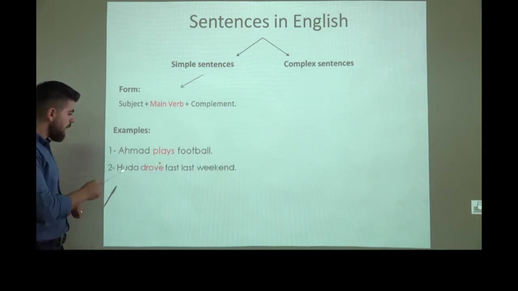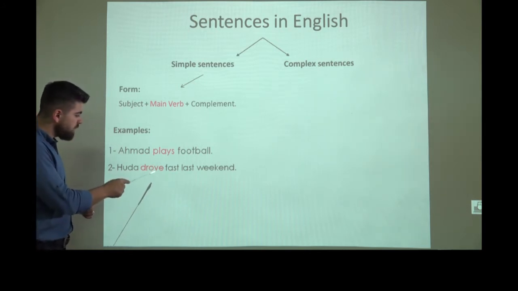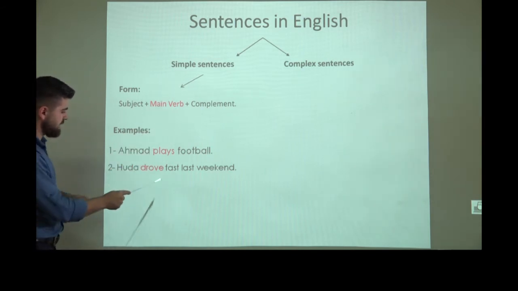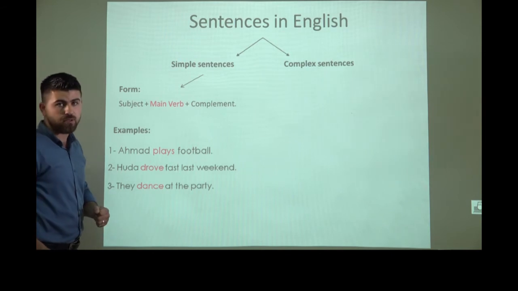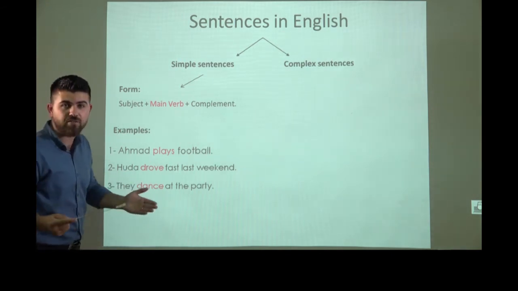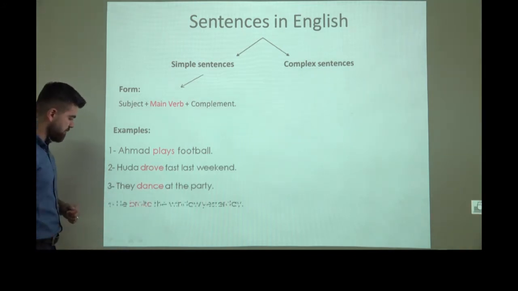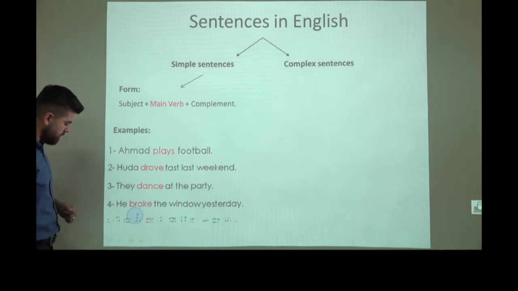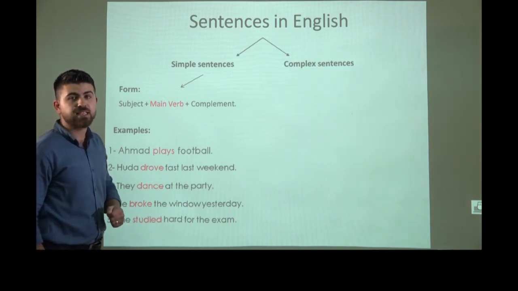Number two, Huda drove fast last week. Drove here. The main verb, we don't have an auxiliary, so it is a simple sentence. 3, they dance at the party. So it is a simple sentence because we don't have an auxiliary. Simple, بسيطة، لأنه مفيش عندنا فعل مساعد. Number 4, he broke the window yesterday, and so on. Number 5, she studied hard for the exam.